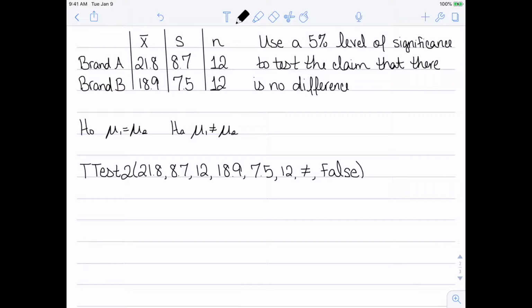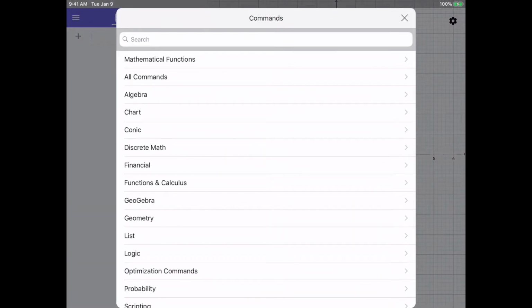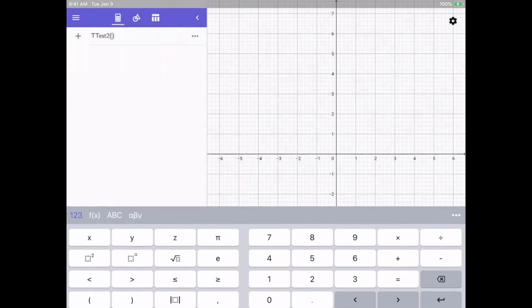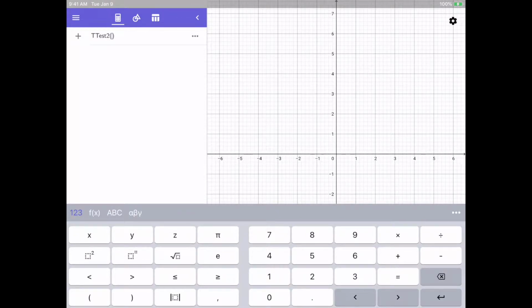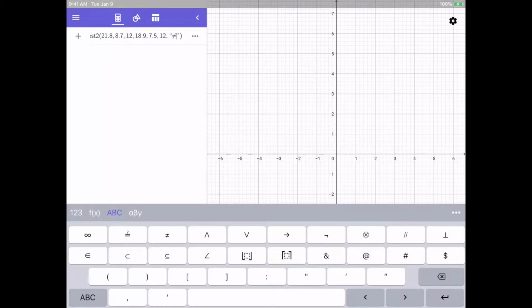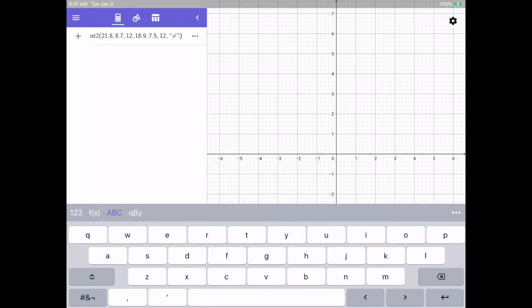Now that we have this, we can move over to our calculator. We click the three dots, down to statistics, to the t's, and we want t-test2. We can then enter our information. The first group, brand A, had a mean of 21.8, standard deviation of 8.7, and a sample size of 12. Brand B had a sample mean of 18.9, standard deviation 7.5, and sample size 12. We then go to the ABC and our symbols to get our quotation marks and not equal to, comma, and we type the false.